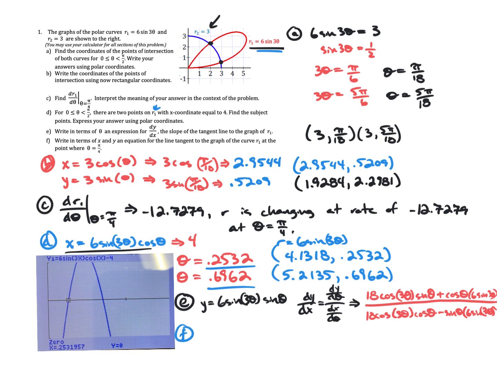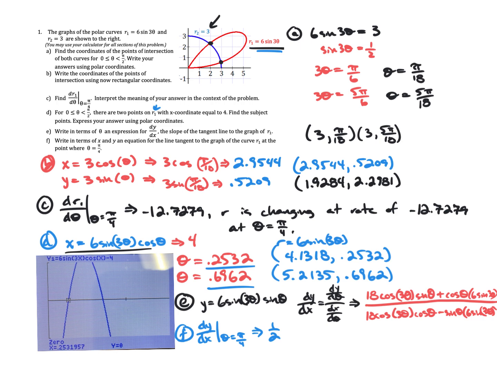Write in terms of x and y an equation for the line tangent to the graph of the curve R1 at the point where θ is equal to π/4. All right, so what do we need for an equation of a tangent line? A point and a slope. So we need to find dy/dx at θ equals π/4. So what do we need to do? We need to substitute in π/4 into that. Luckily, we have a calculator. You put it in your calculator, you got 1/2.